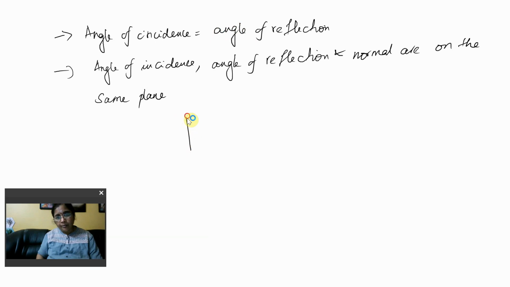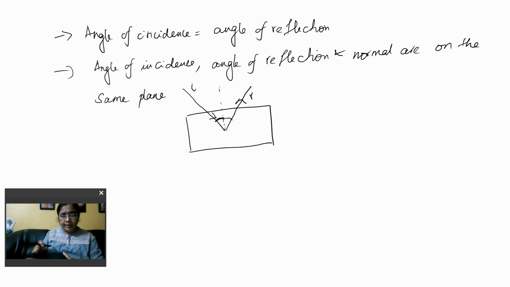Suppose I have a mirror, and my ray is incident like this, and perpendicular to this surface I have what is known as a normal, and this is my angle of incidence. This is my incident ray, this is my angle of incidence, and this is the angle of reflection. So you see the angle of incidence is equal to angle of reflection. They are all lying on the same surface. So I have a board here. Let us say they are all lying on this board. So they all lie on the same plane. What is a plane? Plane is two-dimensional. Is it applicable only for plane mirror? No, it is applicable for all the mirrors.